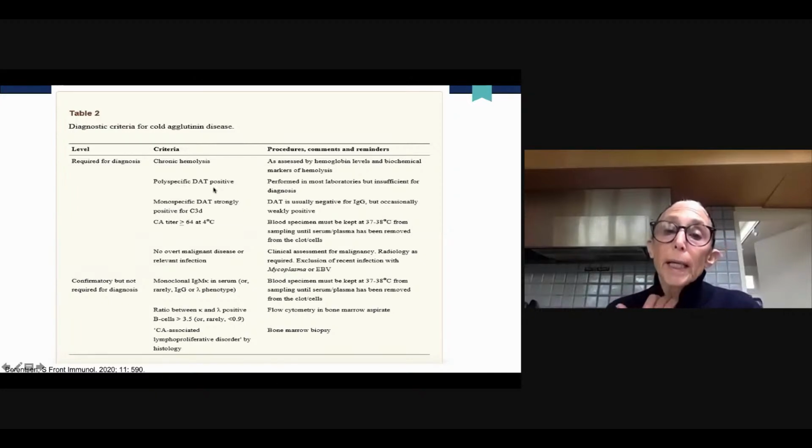And in most of the cases, the DAT will be negative for IgG. Occasionally, there may be weak positivity, but most of the time it's negative. If it's positive for IgG, you should think about paroxysmal cold hemoglobinuria and check a Donath-Landsteiner antibody.